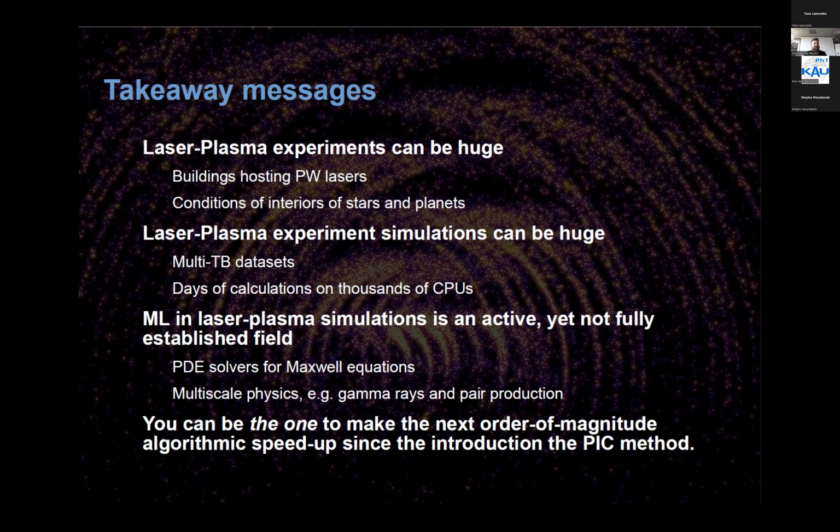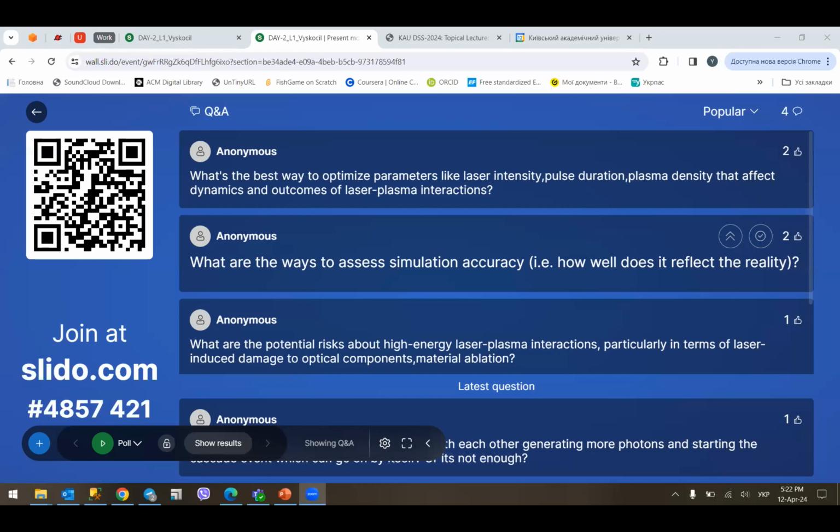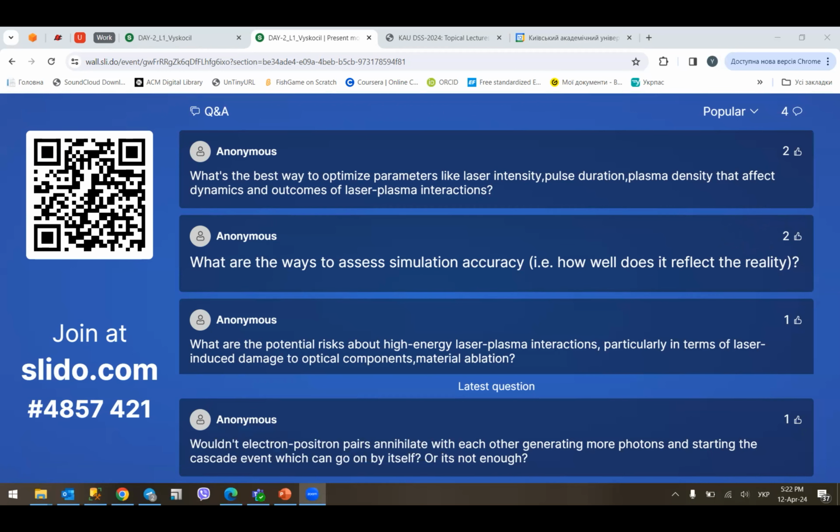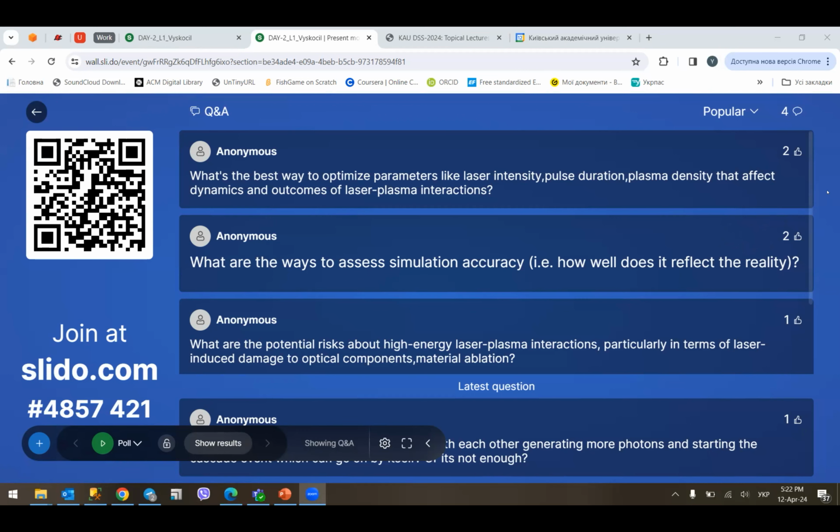Thank you for the lecture, but we have some questions in our Slido, so I can share my screen to show these questions. So the first question for you is, what's the best way to optimize parameters like laser intensity, pulse duration, plasma density that affect dynamics and outcomes of laser-plasma interactions?